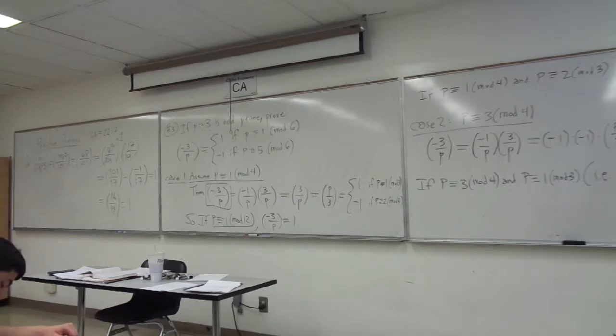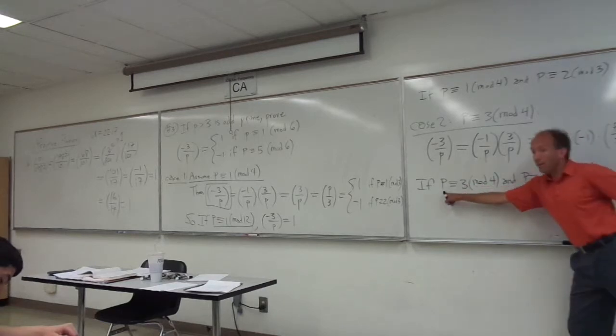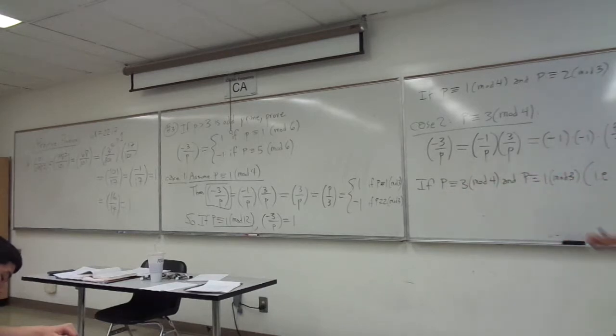Just do it by inspection. 7, right? 7 works here and here. So that's the unique solution mod 12. So if P is congruent to 7 mod 12, then we get a Legendre symbol of +1 again.